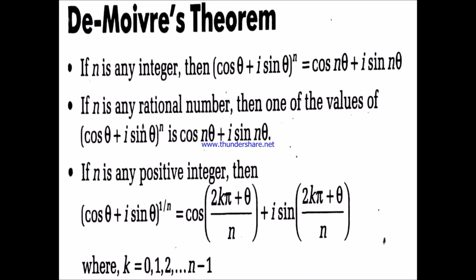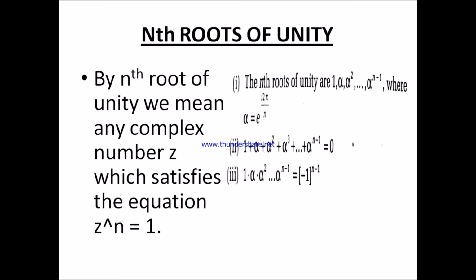If n is any positive integer, then cos theta plus I sin theta whole to the power 1 by n is equal to cos of 2k pi plus theta by n plus I sin of 2k pi plus theta by n. Here we can understand that we have to take the general value and not the principal value. Okay, and the values of k are given below. So I feel you have understood De Moivre's theorem, and if you have any problems regarding that, you can ask in the comment section below.